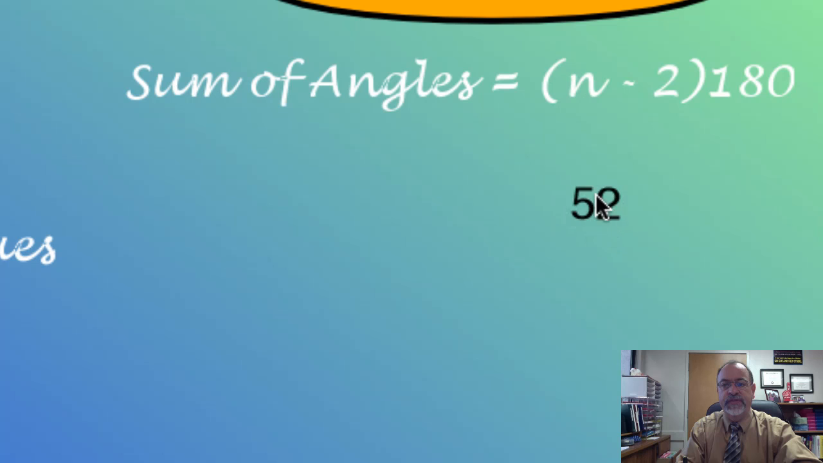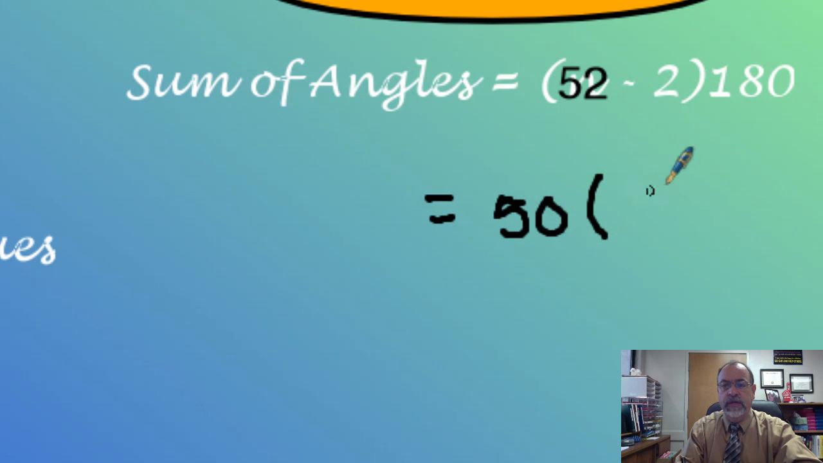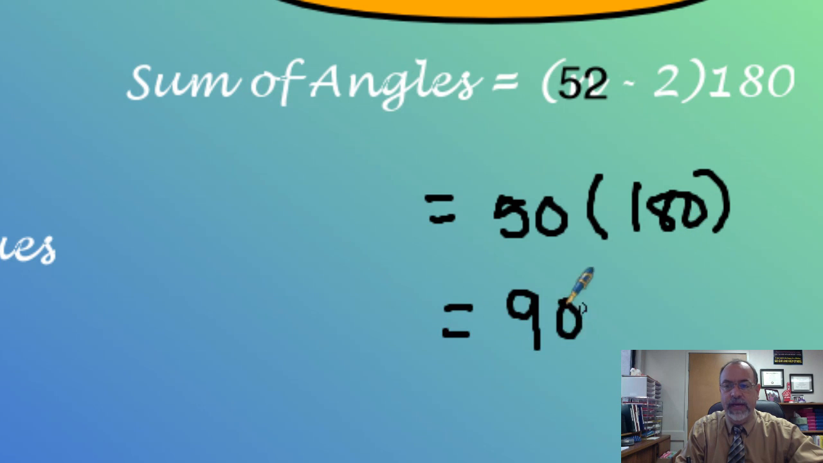So what if we have a 52-sided polygon? So we have 52 sides. Well, what do all the angles inside add up to? So this is the number of sides, so it goes in for n, and then I simply do the arithmetic. So 52 minus 2 is 50, times 180. So what this means is there's 50 triangles formed, and each triangle has 180 degrees, so 50 times 180. So that would give us a whopping 9,000 degrees. So all of the angles together would add up to 9,000.